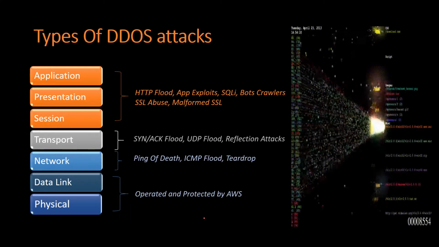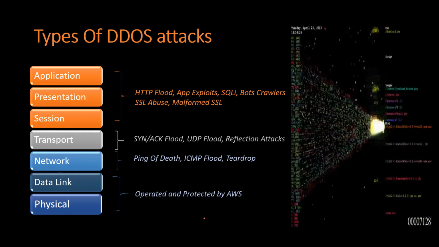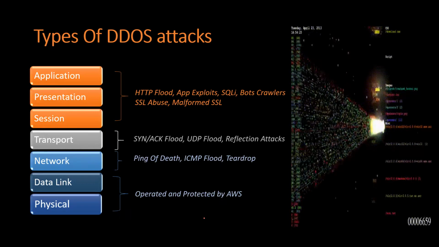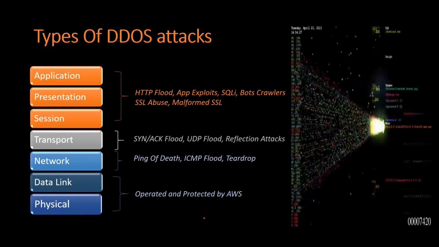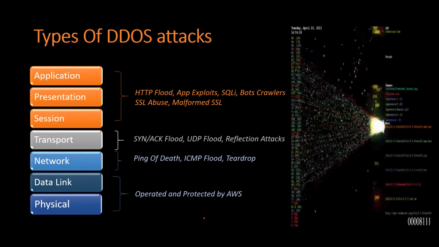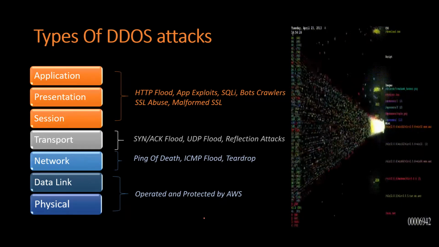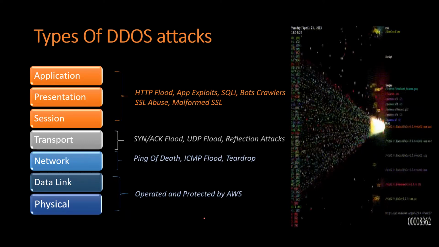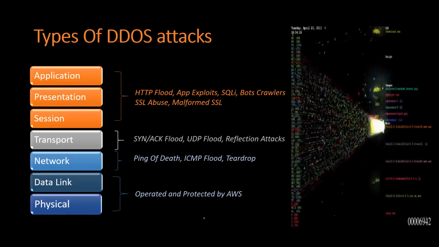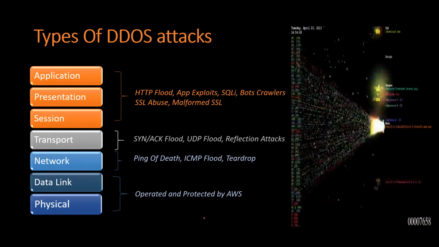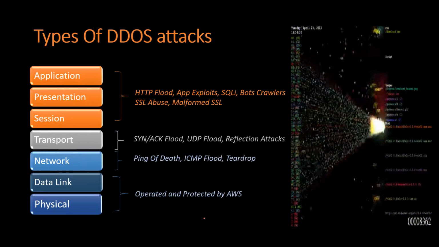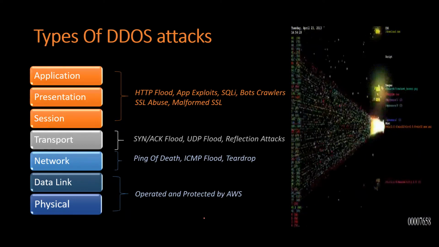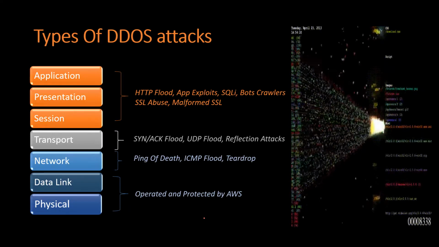So this is representing the 7 layers of OSI, starting from physical layer, data link layer, network, transport, session, presentation, and application. So physical and data link layer is managed and operated by AWS, and hence you don't need to worry about that. In terms of transport and network layer attacks, you have attacks like SYN-ACK flood, UDP flood, different kinds of reflection attacks, ping of death, ICMP flood, and teardrop attacks. Now, for application, presentation, and session layer, you have different attacks like HTTP flood, app exploits, SQL injection, the bots, the crawlers, the different kinds of SSL abuse attacks. So all these attacks can be protected with Shield Advanced product.